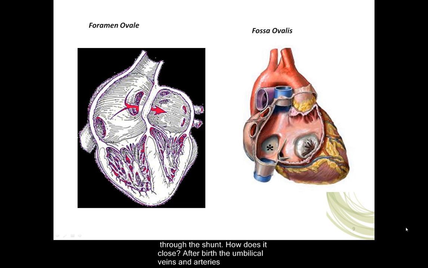How does it close? After birth, the umbilical veins and arteries are clamped and cut. This will ultimately lead to an increase in systemic pressure. Additionally, the baby's lungs are now inflated, and the baby is breathing on his or her own. This means the pulmonary pressures are now very low.